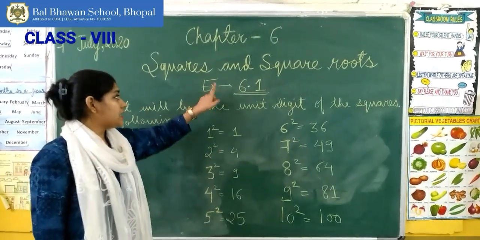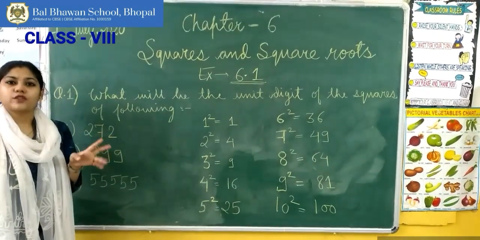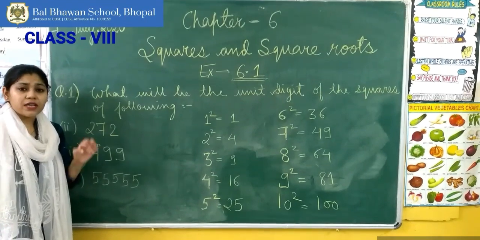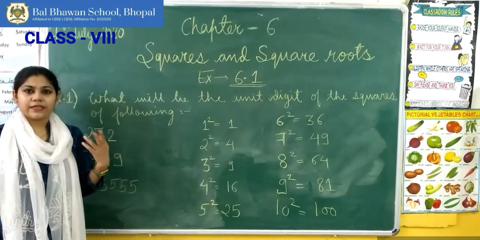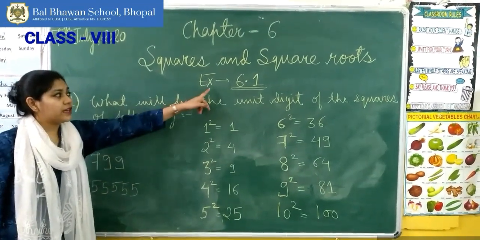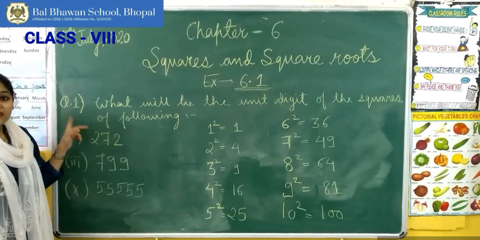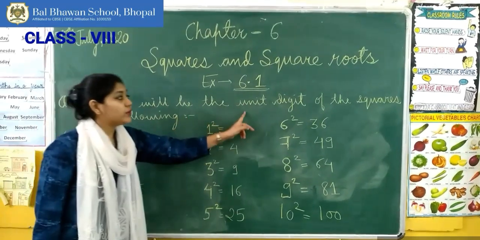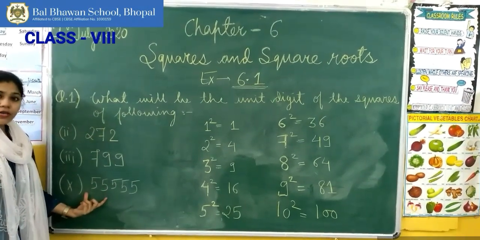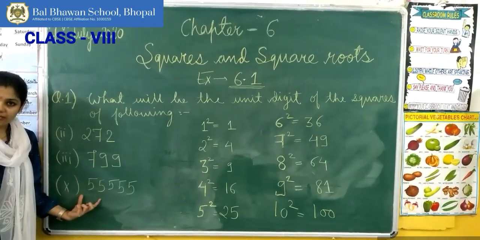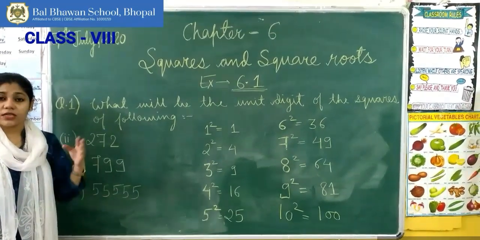Now let's start exercise 6.1, which is absolutely based on properties of square numbers which you studied yesterday, right? Few properties you studied yesterday and few concepts and few properties we are going to do today. So now here we are starting exercise 6.1. I have taken first question of the exercise. The question is, what will be the unit digit of the square of following numbers? I have taken 3 parts of this question, though there are some other parts also which you will practice on your own. Okay, so those are the practice questions.